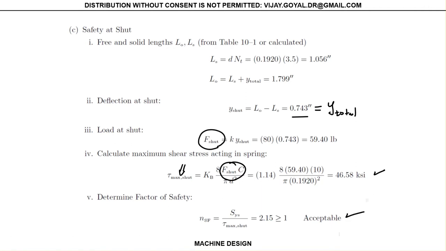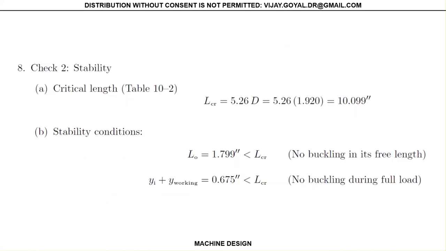There's one more thing I need to check. Make sure that my stability check is good. And again, just remember why I'm using this. This comes from table 10.2, and this is assuming steel and ground ends. So this gives me 10.099. And these are way below this, so it's not going to buckle. So buckling will not be an issue in this particular spring.